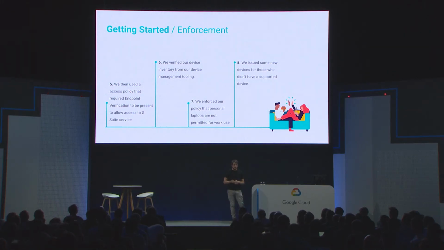So we then used an access policy that required endpoint verification to be present to allow access to G Suite. But we didn't block all of our services. We only blocked Calendar and Drive, because they need to get in contact with us somehow. So we left them with email. And on top of that, we rolled out gradually over a certain period of time, so we didn't impact every region at once, and then have a load of support come in if there were any issues.